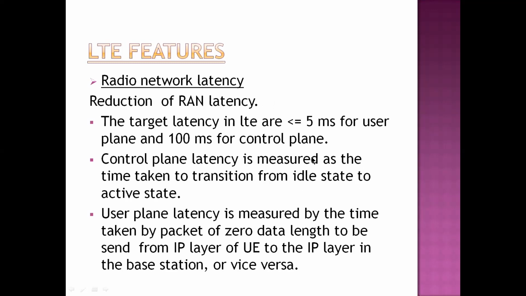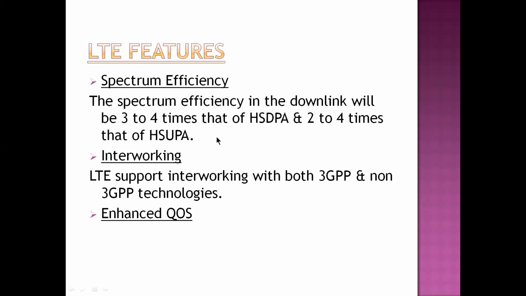And obviously if the throughput is high, it means the latency is very low. Latency is very low, yeah. So you can get browsing within seconds, within milliseconds. So these are the overall features. Spectral efficiency will be high as compared to HSDPA, HSUPA in 3G, obviously.